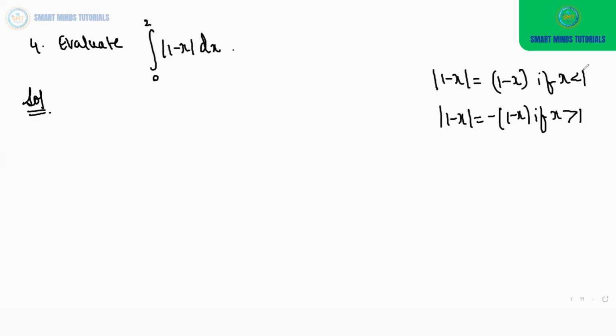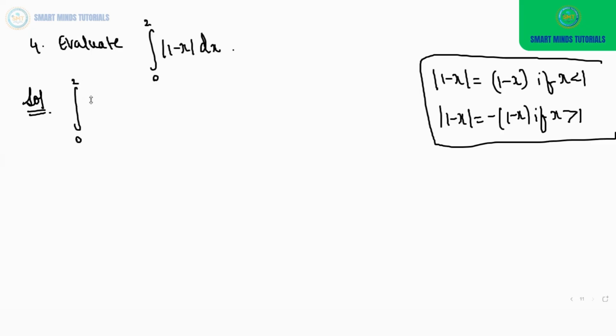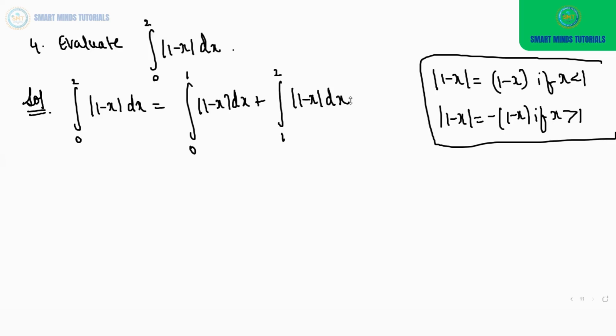So this is the concept I am going to apply. This is not a concept from integration. This is a concept from algebra. Understood? So the given integral 0 to 2 mod 1 minus x, I will split it into 2 intervals. One is 0 to 1 and the other is 1 to 2. Did you understand this step? 0 to 2, I am breaking into 0 to 1 plus 1 to 2.